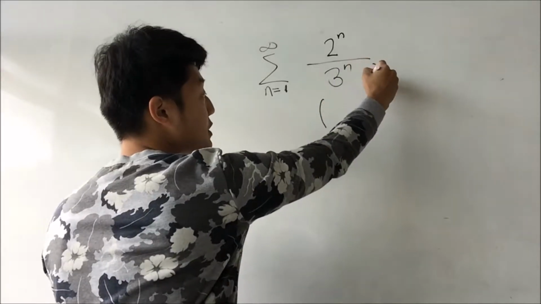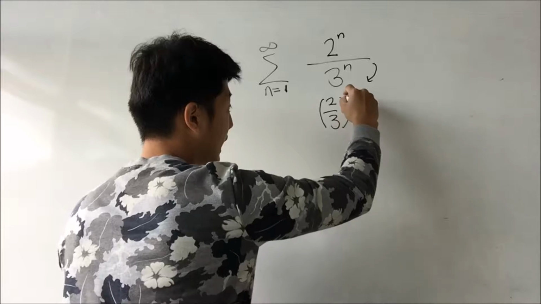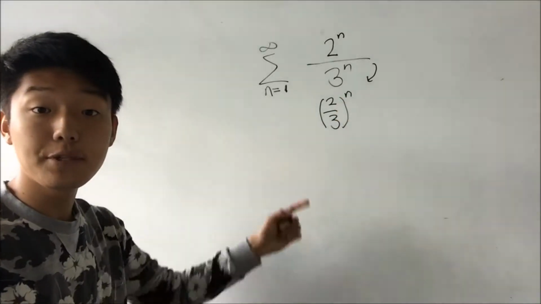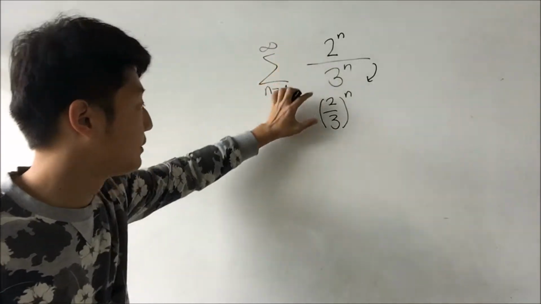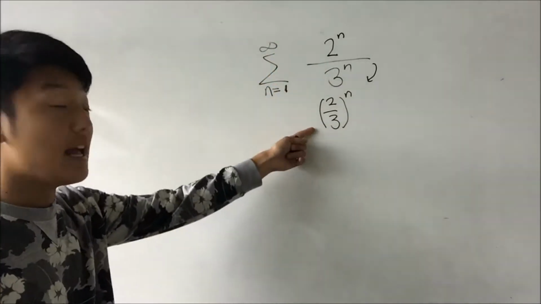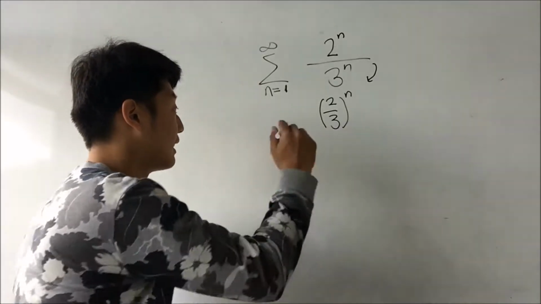I'll just change this equation here to 2 over 3 to the n. If you're curious, put it into a calculator. This is how we change this. Over 3, it's like this. So, again, now this example is exactly the same as the last one.